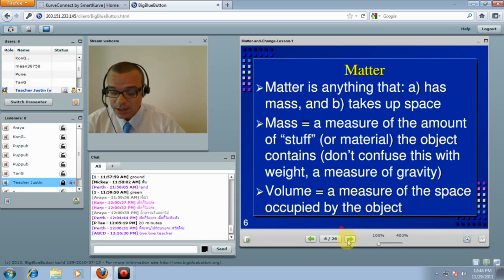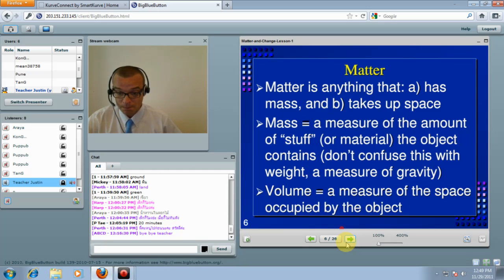Mass is a measure of the amount of stuff or material that an object contains. Now, this is very different. It's often confused with weight, but weight is different. Weight is a measure of the gravitational force on something.